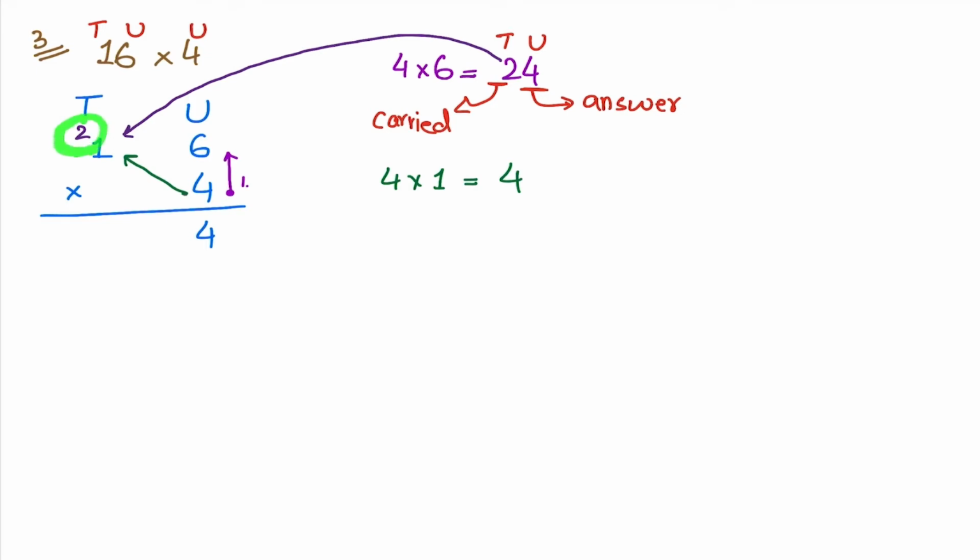We will add this number onto the result. So we will add 2 to 4. 4 plus 2 is 6. We will write 6 here.